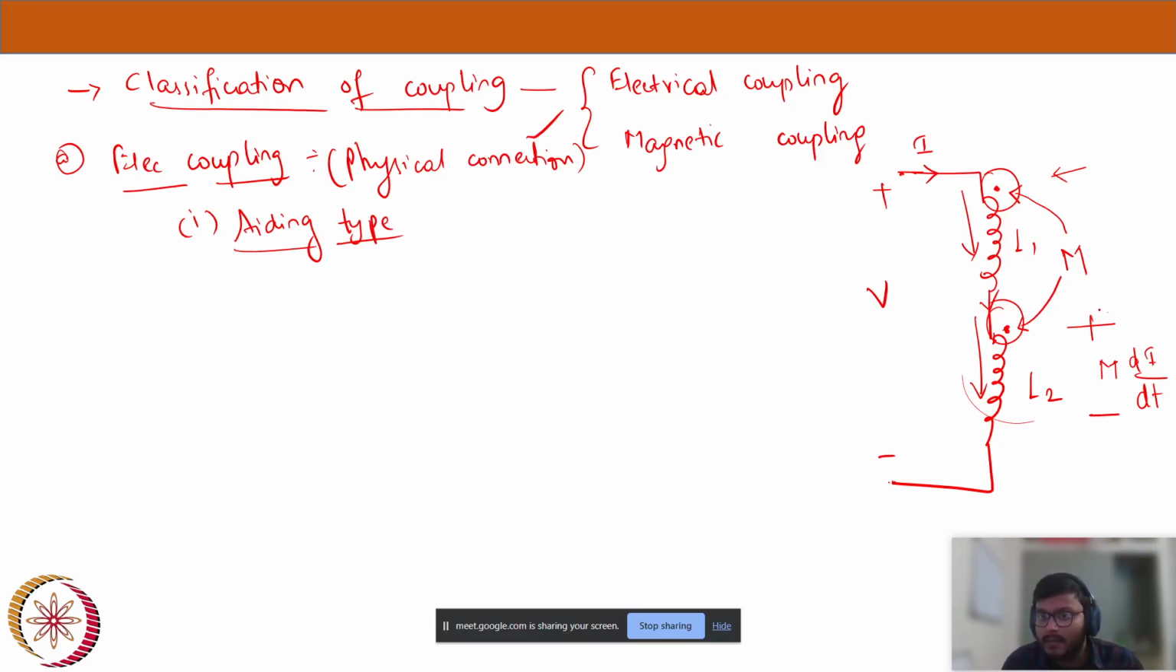Why is this plus? Because the current is entering in this coil. So the voltage induced in the secondary coil will have a positive polarity at the dotted terminal because the current is entering. Now we have understood the polarity of the voltage in the second coil. Now come to the current entering the second coil. If we look at this point, the current is entering here as well, at the dot.